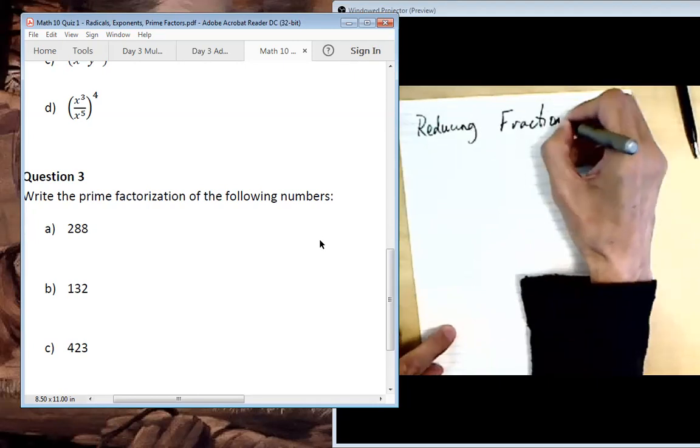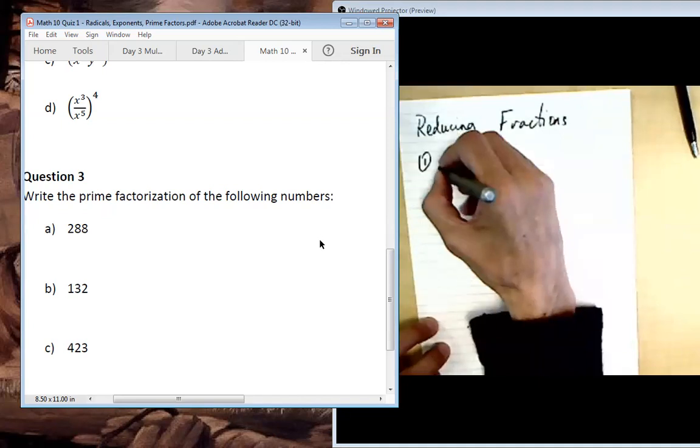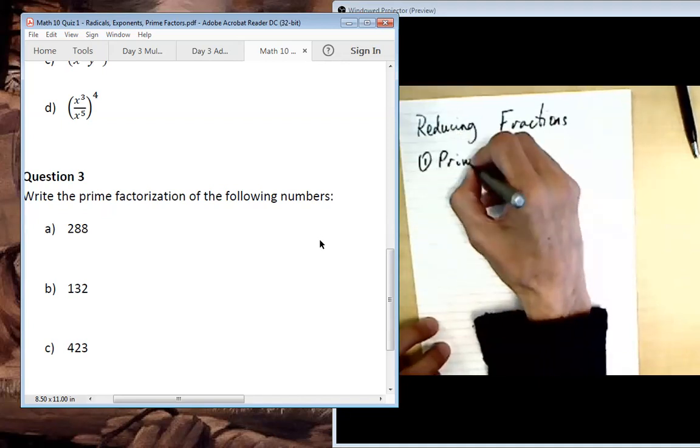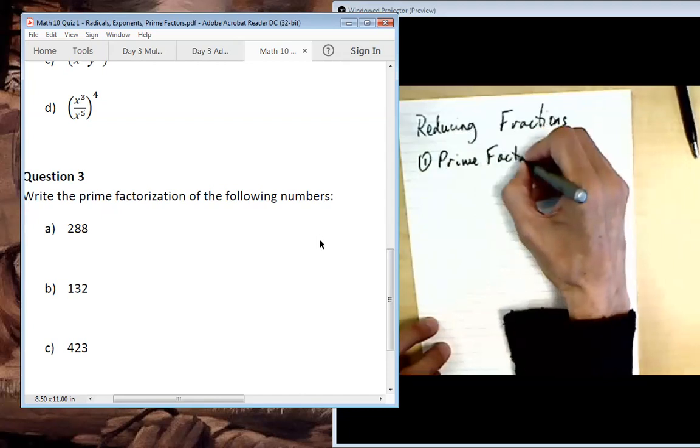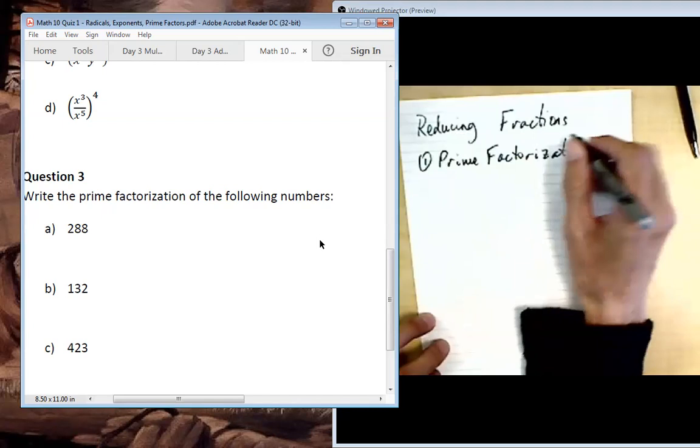Let's give you a break from my chatting here. Reducing fractions. Here's what I'd like you to do. Once you start, after a while, you start seeing some shortcuts and such. But for now, this is what we've got.